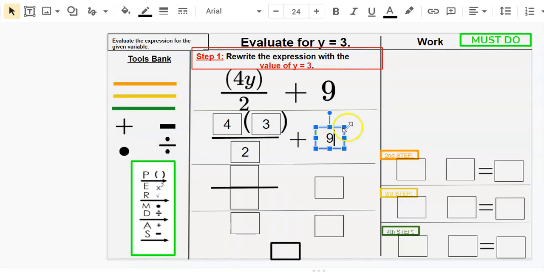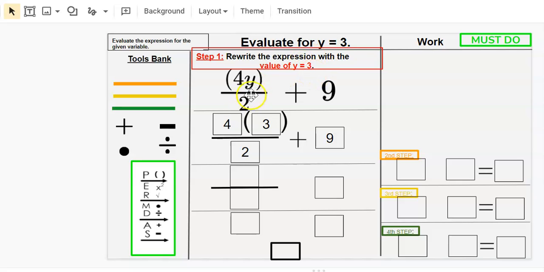Because all I'm doing is rewriting the problem, but with a 3 where the y was. And making sure I do this correct operation. This means multiply, so I put another thing that means multiply right here. Now I just follow order of operations.